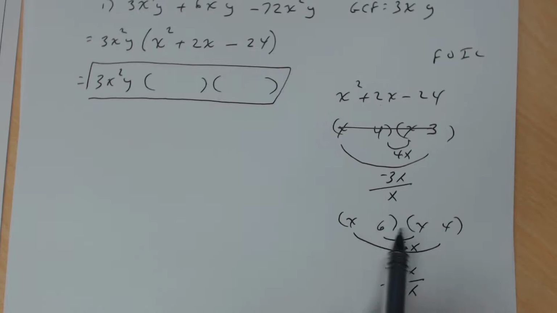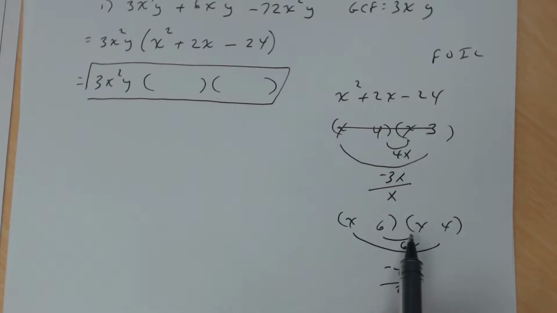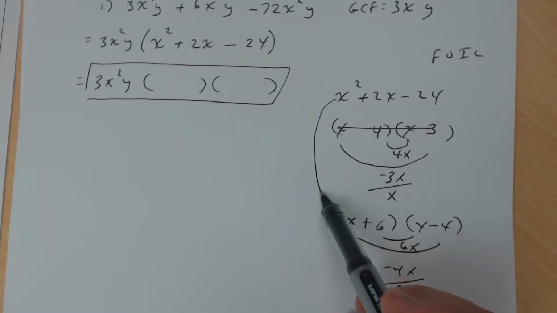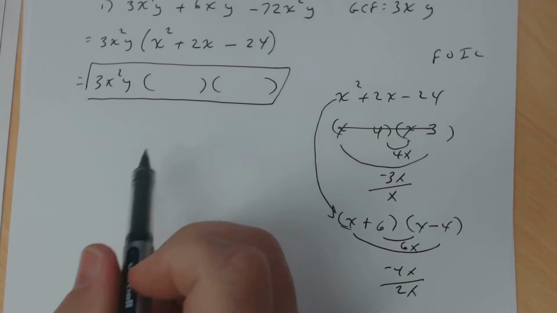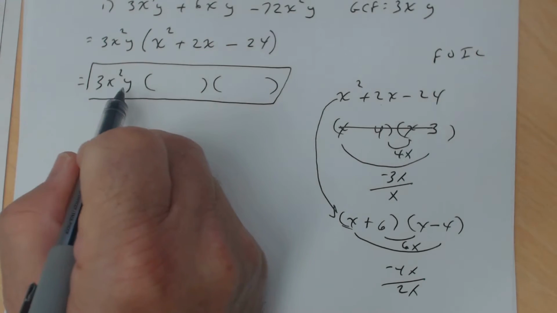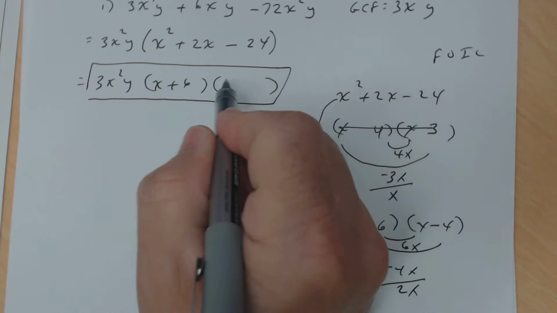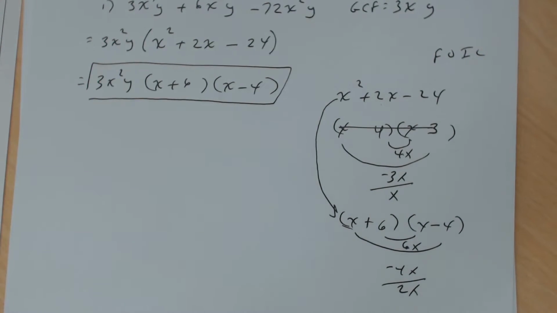But I just got to go in there and fix the signs. So since I want 4x to be negative, that means that this 4 here, the outer, has to be negative. I want the inner to be positive. In order for that to happen, this term right here has to be positive. All right, so this right here, factored, is this. So now this goes here. So I get 3x squared y, don't forget your GCF as part of the answer, times x plus 6 times x minus 4. All right.